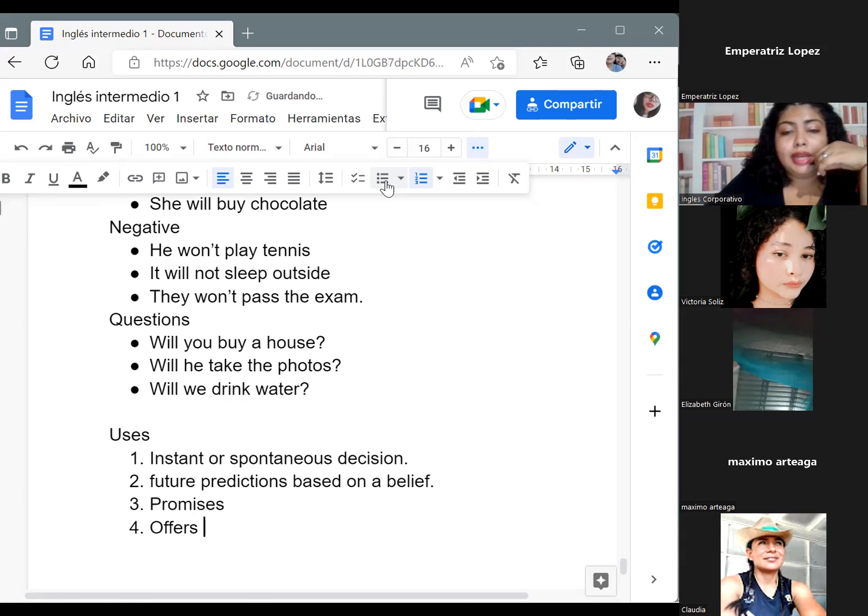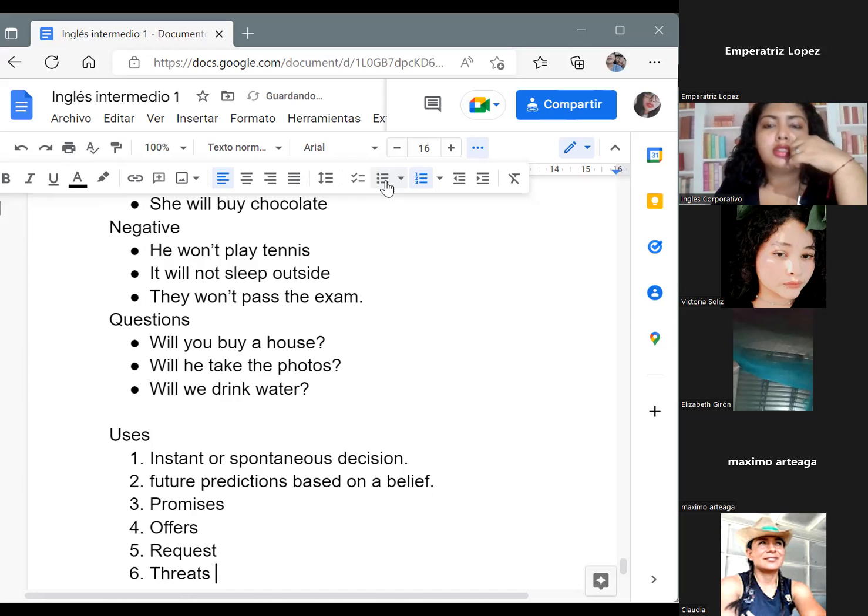Then we have requests in the number 5. Number 6, threats. In this case, we're talking like amenazas, but they are not very bad threats or something like that. In this case, it's just like when we are having a fight with our brothers or sisters or cousins or something like that, or with our friends. And we say, if you do that again, I will tell mom.